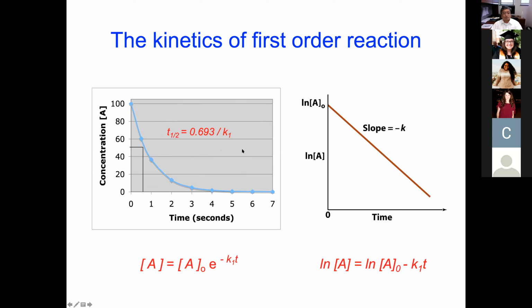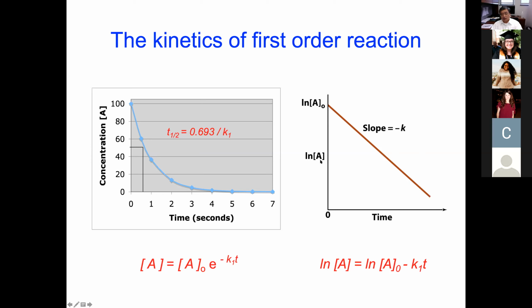So this is the half-time of this first order reaction. If you do a plot of log A as a function of time, you have this linear curve. And you see the slope of this curve equals negative K1, the rate constant. So if you have a lot of experimental data, you can do this kind of plot, and then you can measure the rate constant of a certain reaction.